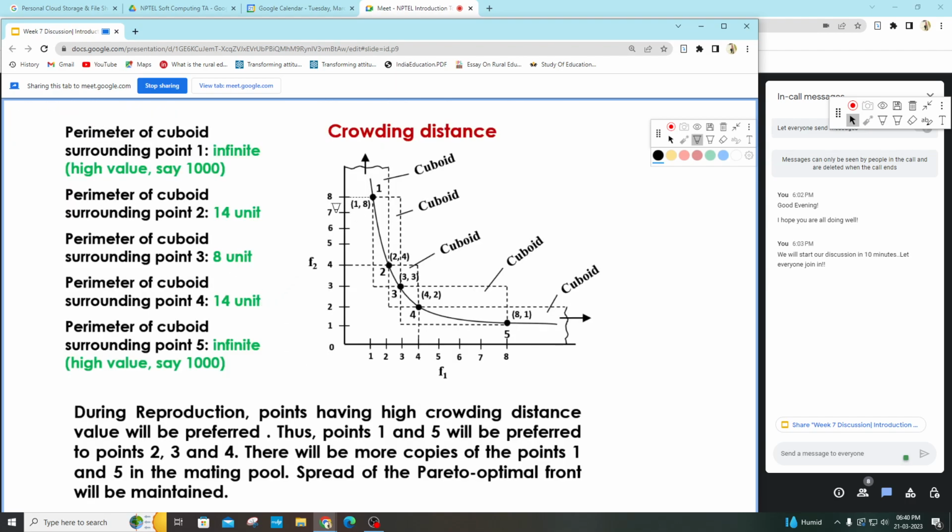So now let me explain with a numerical example. Here again I have taken 5 points. This is the first point 1, second point 2, third point 3, fourth point 4 and fifth point 5. So all these coordinates are given. For first point it is 1,8, for second point it is 2,4, third point 3,3, fourth point 4,2 and fifth point 8,1. Now crowding distance, as I have told, of any point is the perimeter of the cuboid or rectangle surrounding the points.